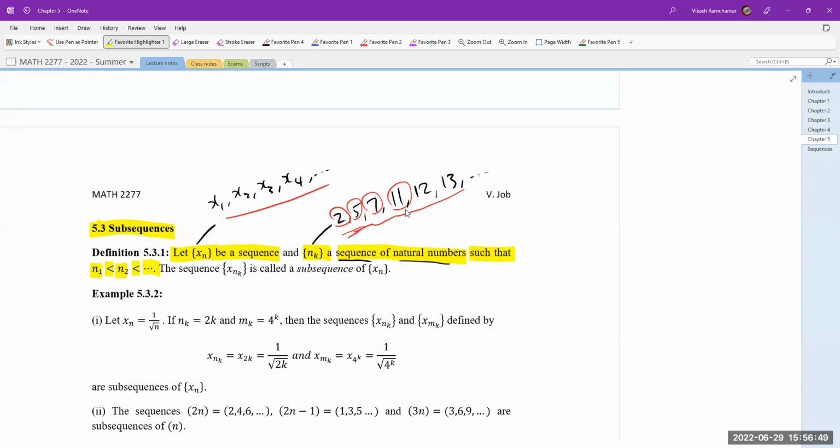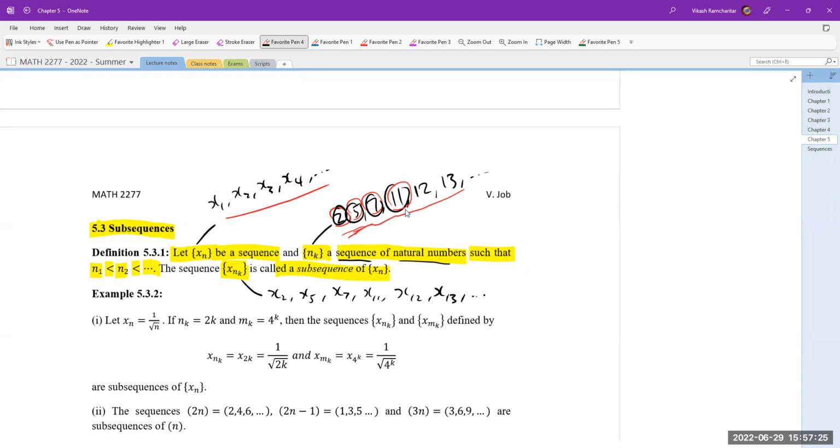Okay, so the sequence x sub n_k, so it's a subscript on a subscript. This is what is called a subsequence of x_n. And in this case, it will be something like x2, x5. So you see, it's telling me what the terms are over here: x2, x5, x7, x11, x12, x13, and so on. So it basically tells you which term of your original sequence to take. Okay.